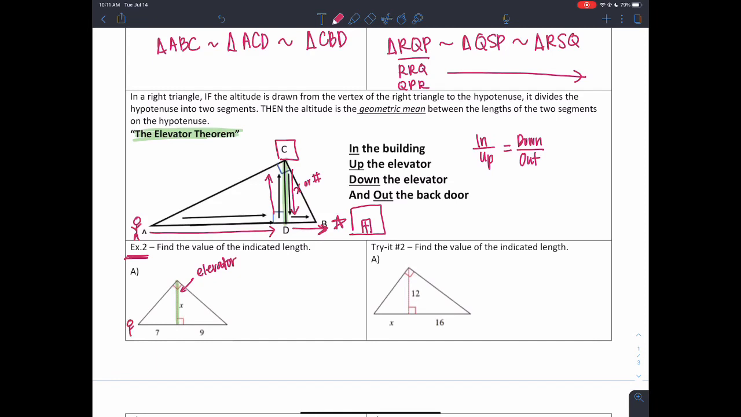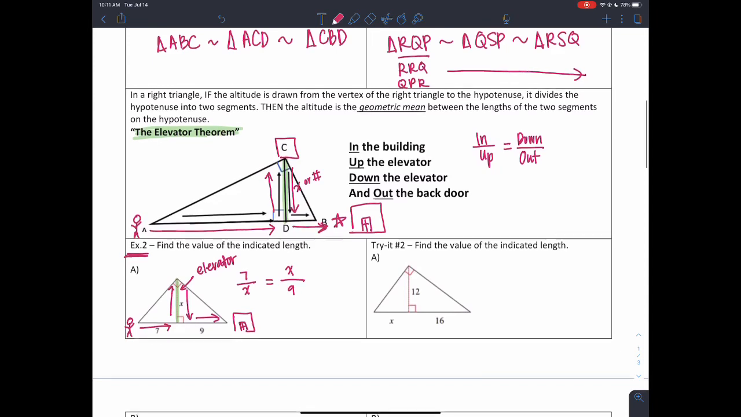So we start here on the left. We go inside the building, that's 7. We go up the elevator to our office, and that's x. After we work for a little bit, we want to take our lunch break, so we go down the elevator and have an x. And then we go out the back door to get some food, which is 9. Now from here we could solve for x.